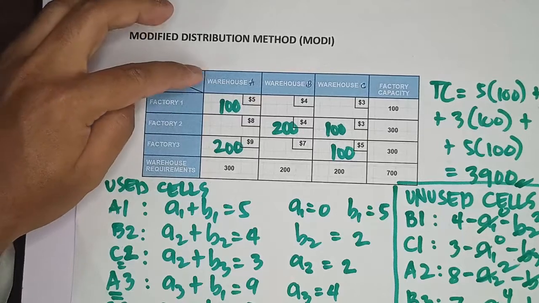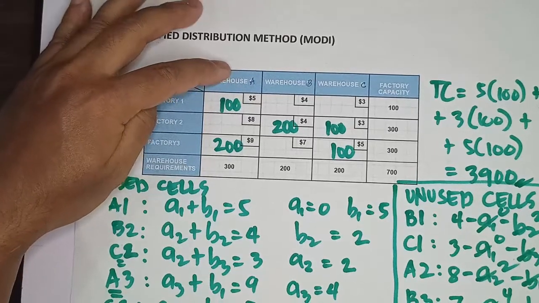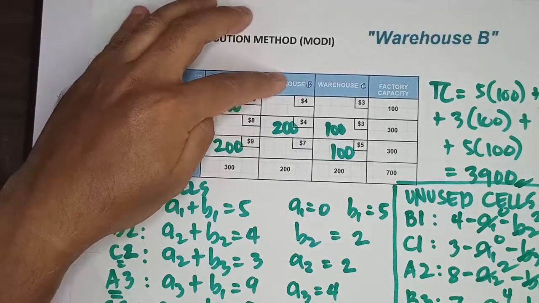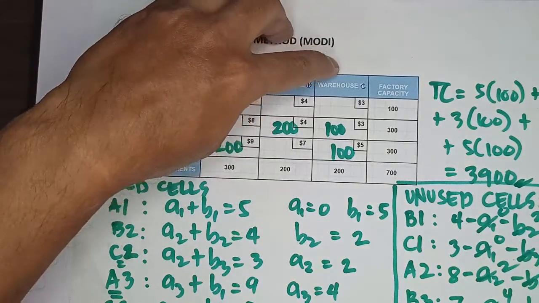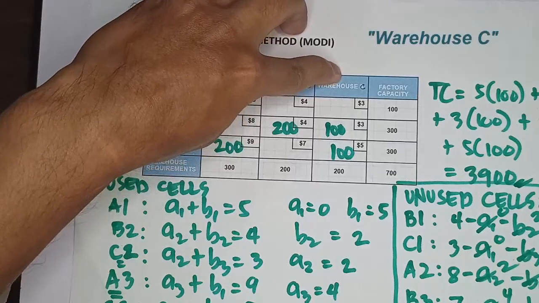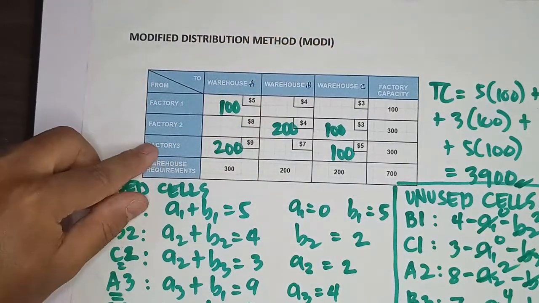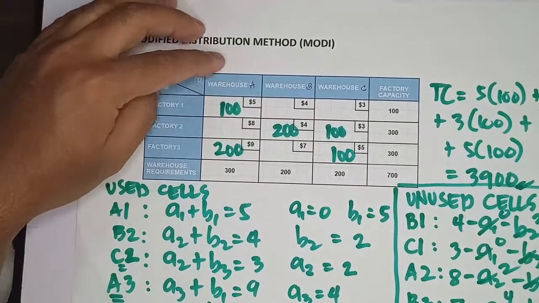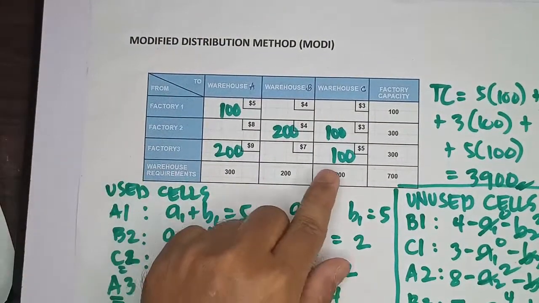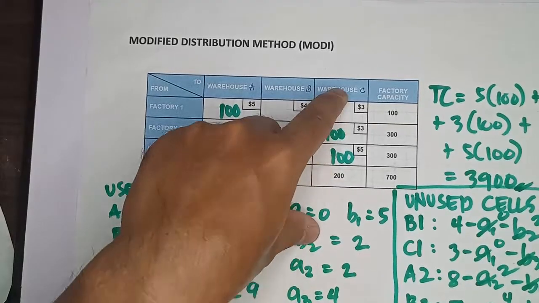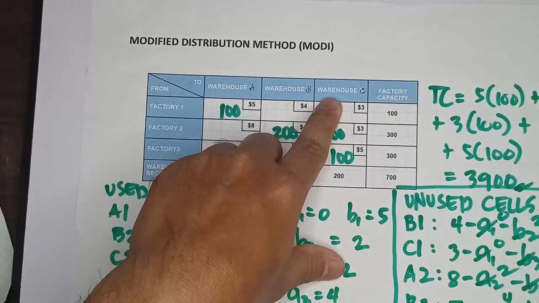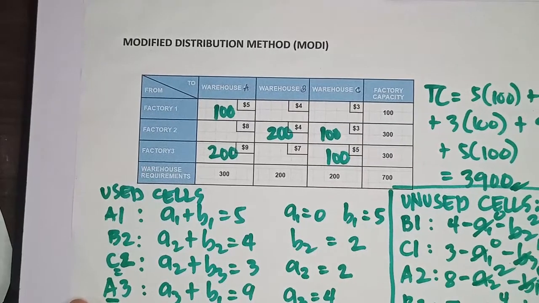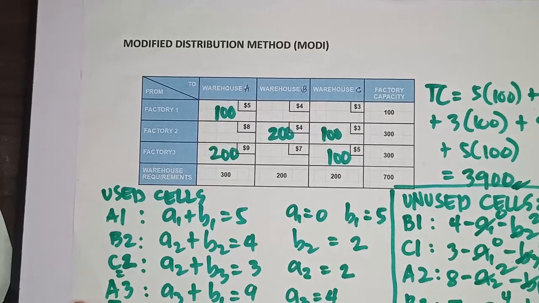Factory 1 will provide 100 units to warehouse A. Factory 2 will provide 200 units to warehouse B and 100 units to warehouse C. Factory 3 will provide 200 units to warehouse A, and finally factory 3 will also provide 100 units to warehouse C. And this ends the solution using MODI or modified distribution method.